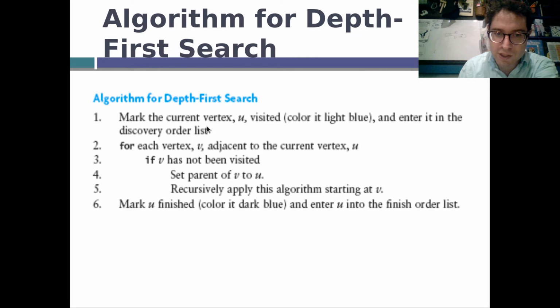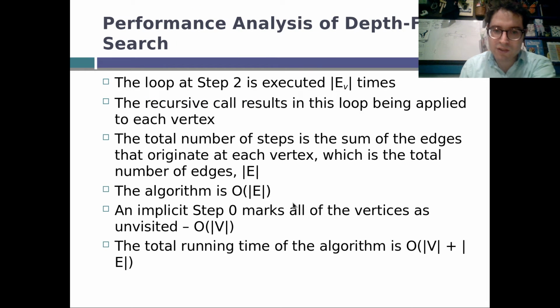So depth first search, the algorithm for that is something you already know. Mark the node visited, enter it in the discovery order list, and then for everything adjacent, if you haven't seen it yet, go there and recursively do depth first search. Or you can just use a stack.